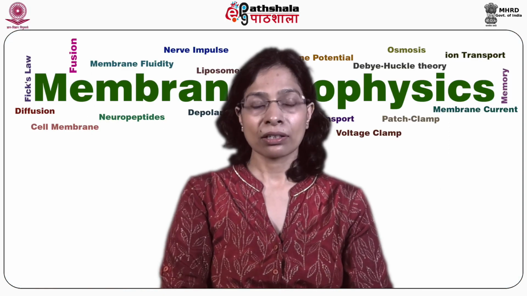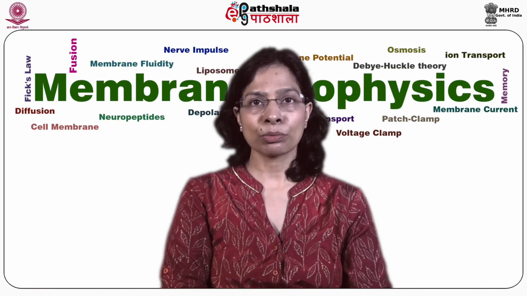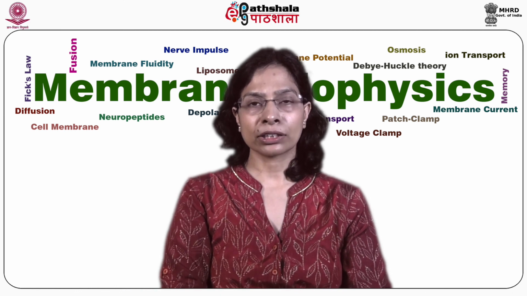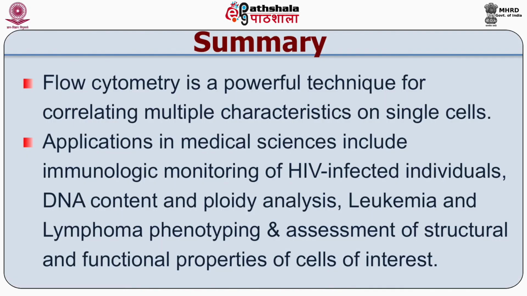To summarize, flow cytometry is a powerful technique for correlating multiple characteristics on single cells. The applications in medical sciences include the following but are not limited to: immunological monitoring of HIV infected individuals, DNA content and ploidy analysis, immunophenotyping for the diagnosis of leukemia and lymphoma, assessment of prognosis, and assessment of other structural and functional properties of the cells of interest.